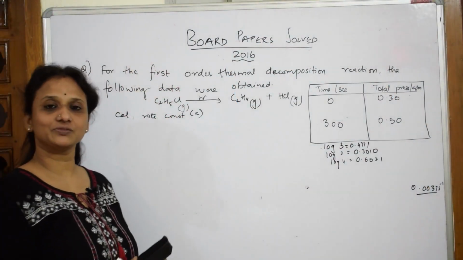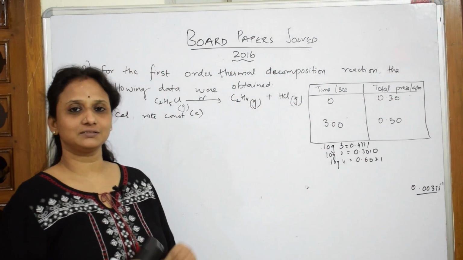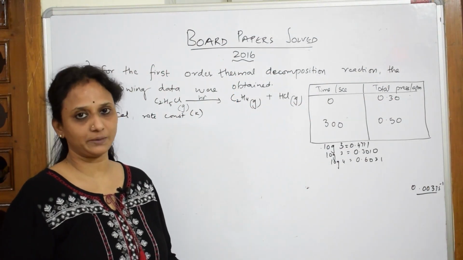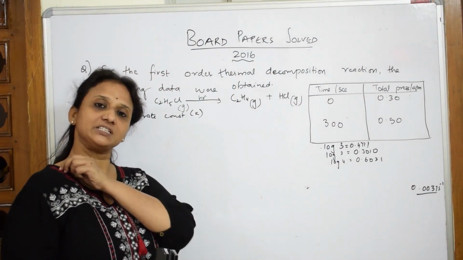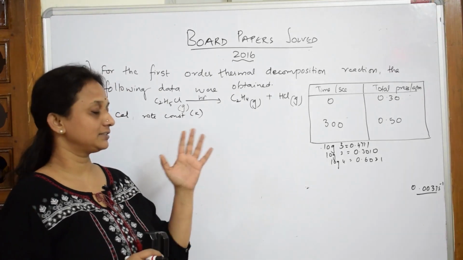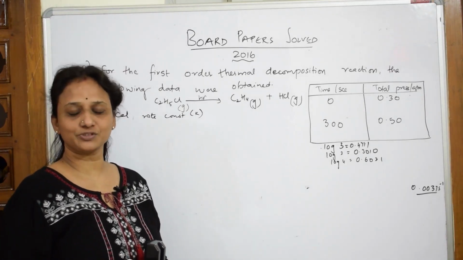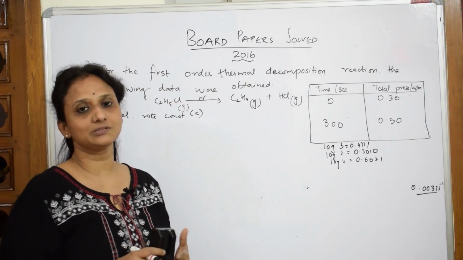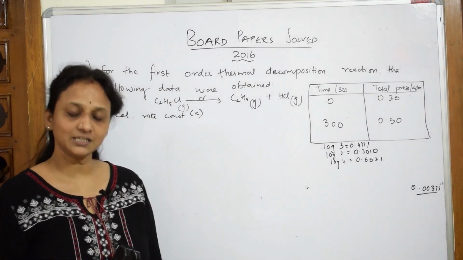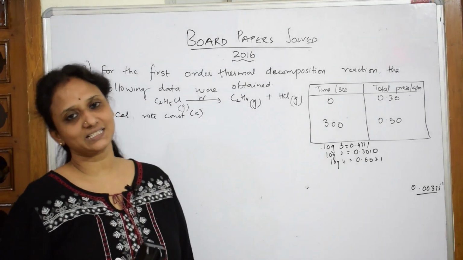So, my students, let us do the 2016 board paper. We've already done the 2017 board paper and please be careful. As I said, the chemical kinetics chapter includes numericals based only on the theory which you have studied. So let us come back and solve the 2016 paper.